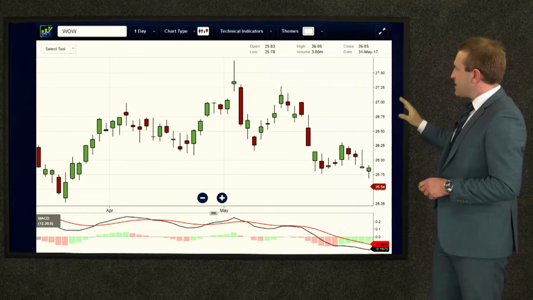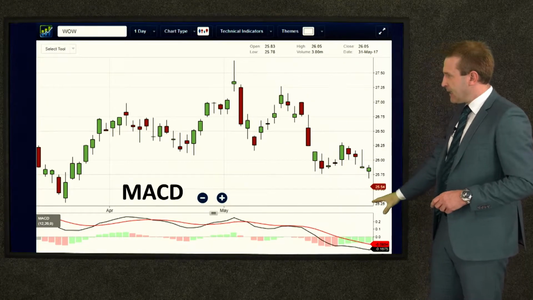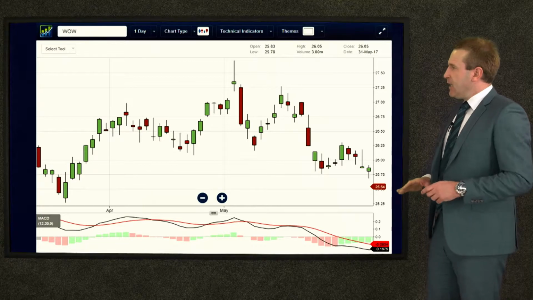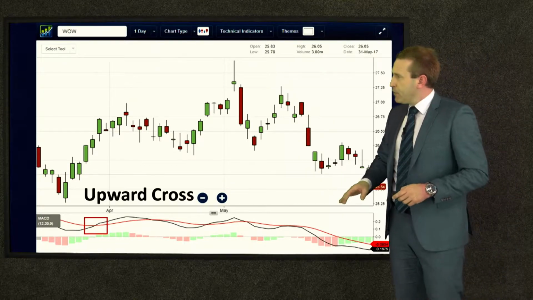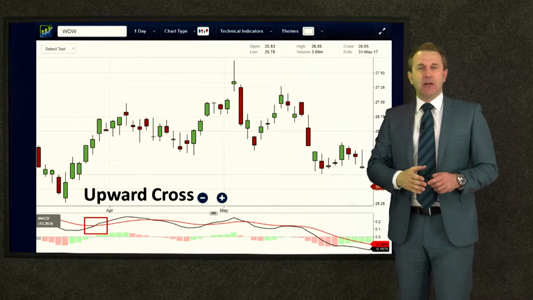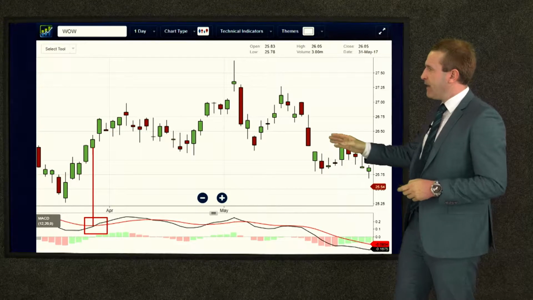So here's our price action. We've got a candlestick chart here for this stock. Down here we've got our MACD indicator moving all around, twisting and turning up and down all over the place. Now let's have a look firstly at an upward crossover or an upward cross. And what we can see is the black MACD line has crossed through the red signal line on the way up. Now let's mark up where that happened.